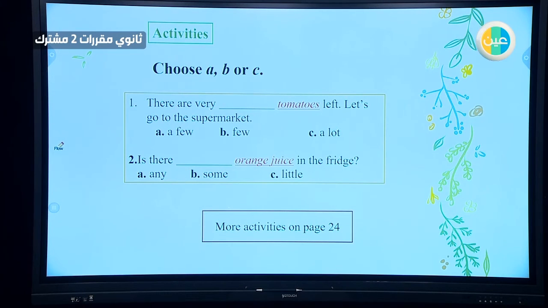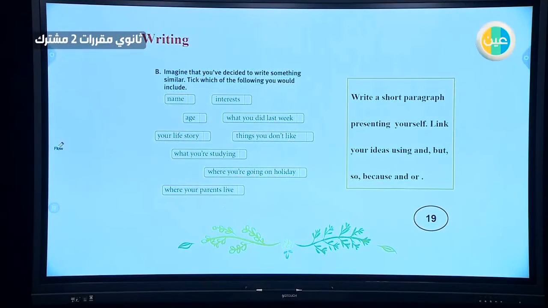There are very few, or a few, or a lot. Here, of course, few. Orange juice, okay. Is there, it's a question, any. More examples, more activities. I put the page for you so you can go and practice that, page 24. Now, in writing, we finished the grammar. I know that it's a lot of grammar and we spent a lot of time here, but I want you to go through the exercises on your own and try to do it.